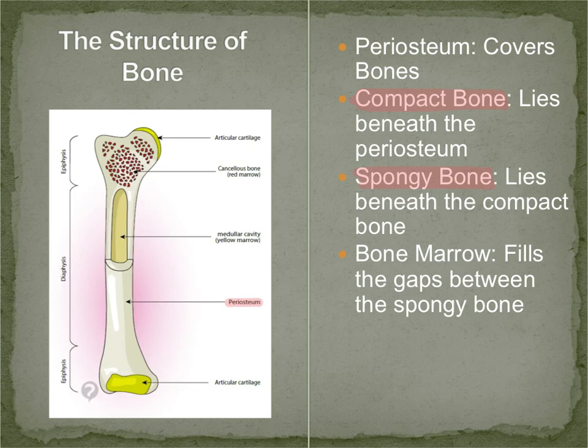We have compact bone all around in here, and then we have spongy bone found here where we have lots of these spaces in there. Bone marrow fills the gaps in between the spongy bone. So the spongy bone is filled with bone marrow, particularly red marrow. And then on the inside of the bone, you have a cavity. It's a hollow space that is filled with yellow marrow. And this is called the medullary cavity.